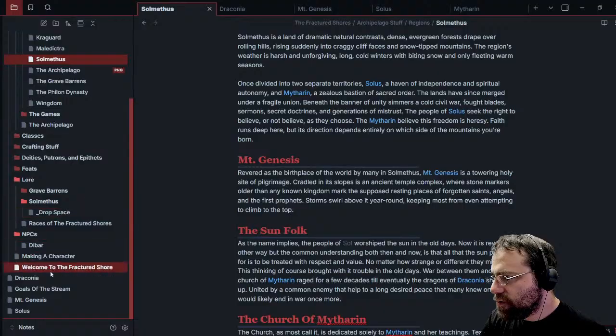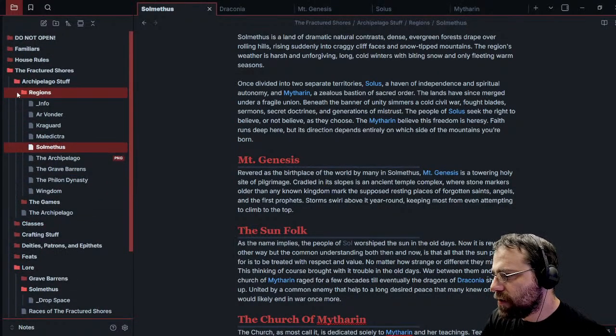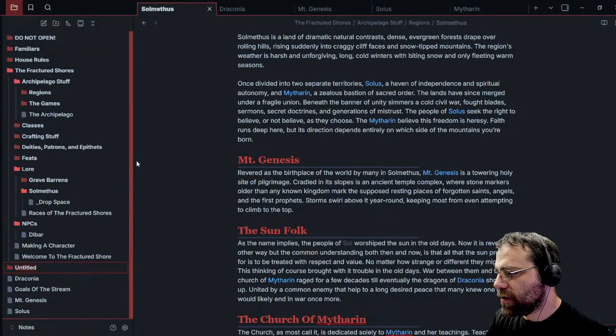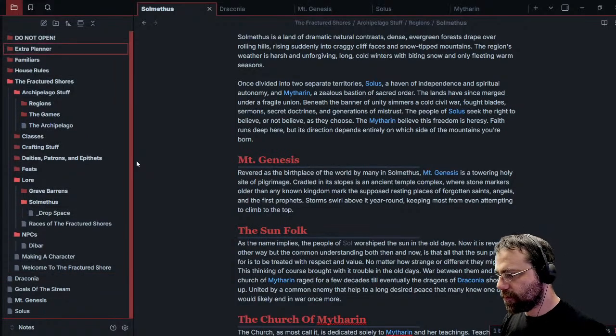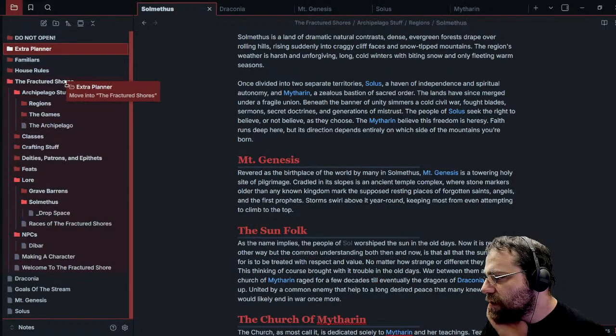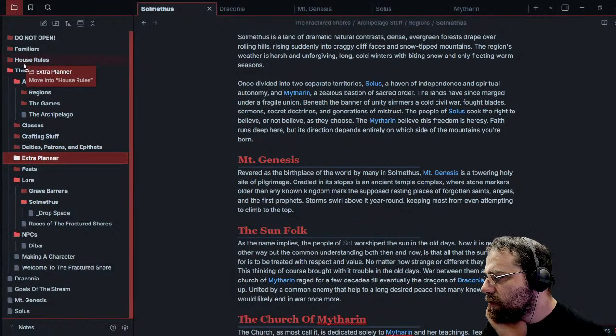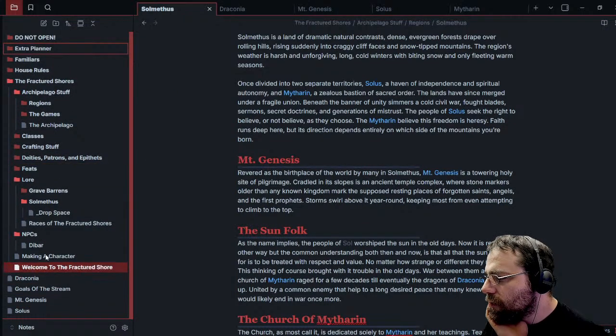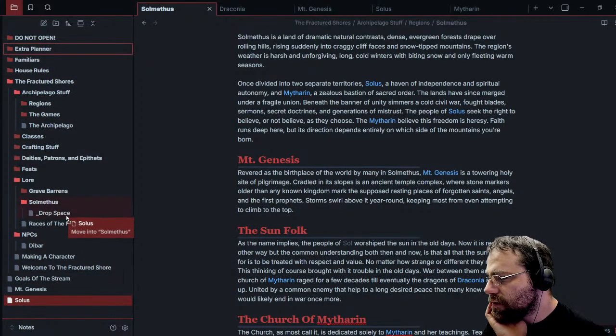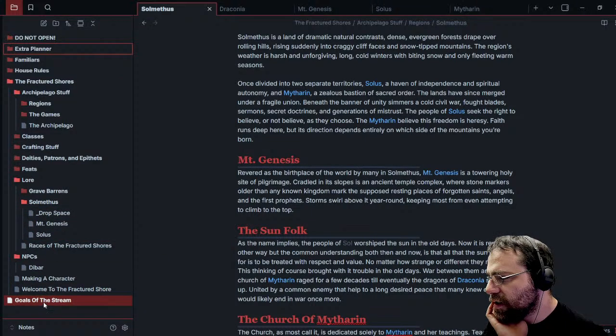Okay, so here's what we have for this so far. Draconia is actually extra planar, so we're going to add a folder called extra planar, and shove that inside the Fractured Shores. Actually, no. It is setting stuff, but it's technically... I'll put it in there for now. Regardless, it's not something I need to concern myself with too much right now.